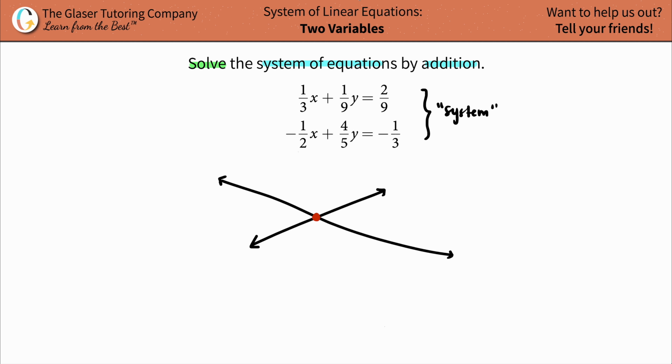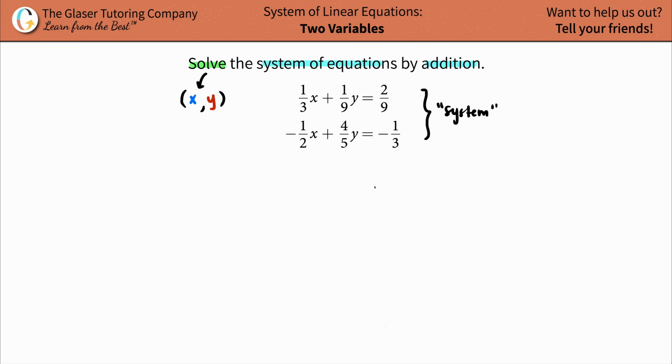So if I'm trying to find a point, all we have to do is find the x and y point, because this is just one single definite point. It's got an x coordinate and a y coordinate on the graph. So that's what we're solving for: the point at which they intersect. Now in this case, we have to do it via the addition method.